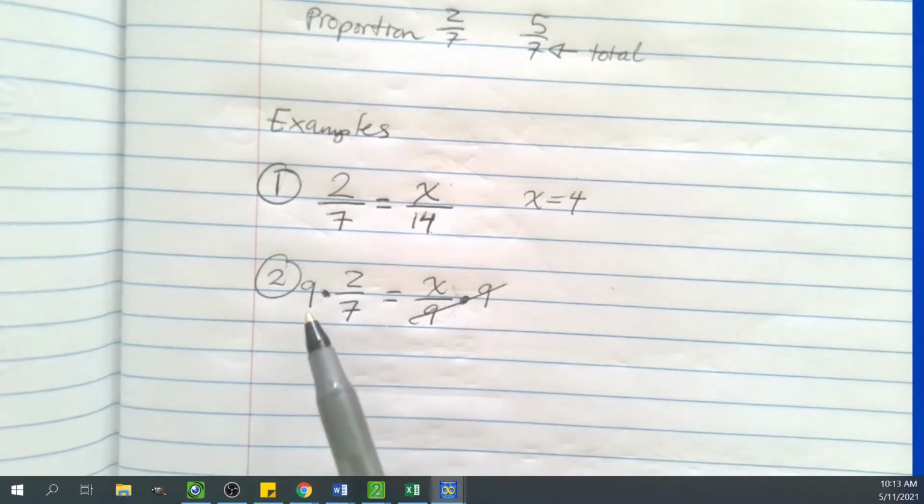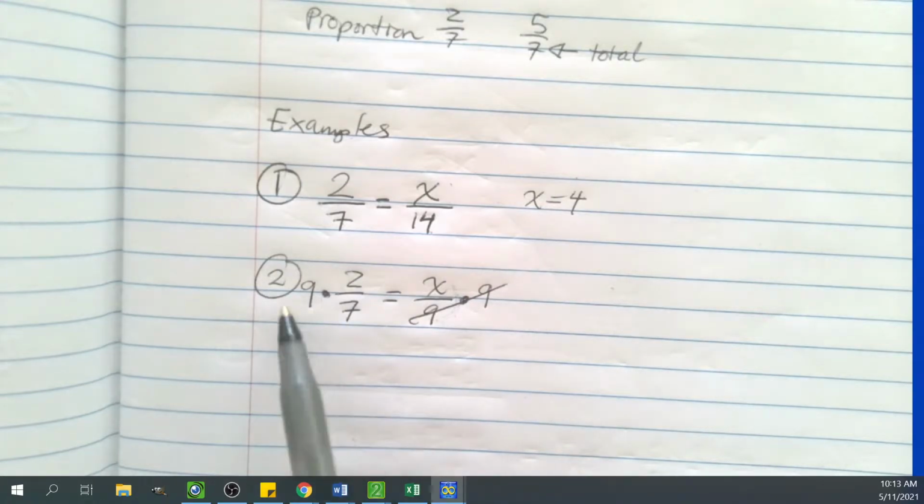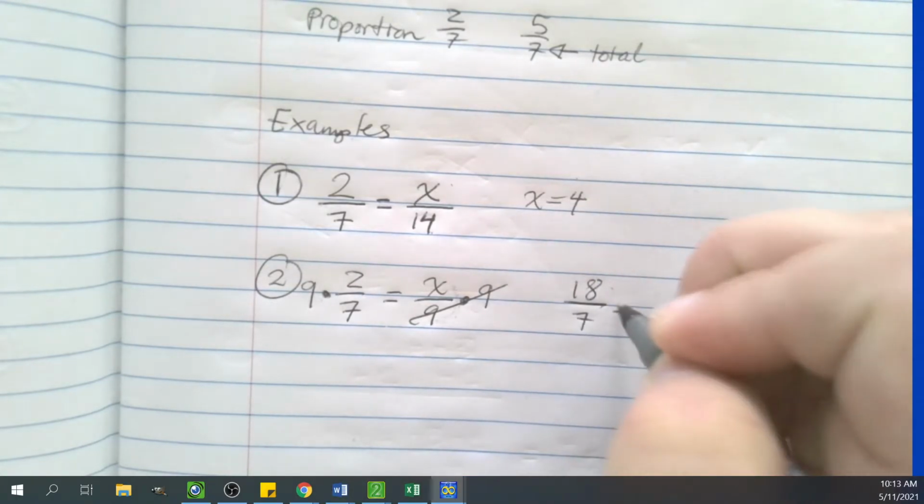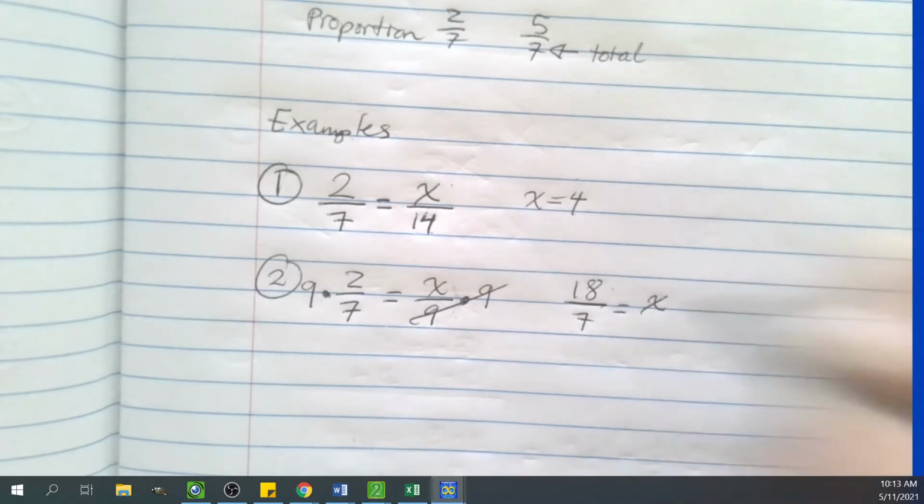Does the 9 go with the 2 or the 7? 7. Yep, it goes on top because it's multiplication. Diego, what's 2 times 9? So I just have 18 over 7 is equal to x, and you're done.